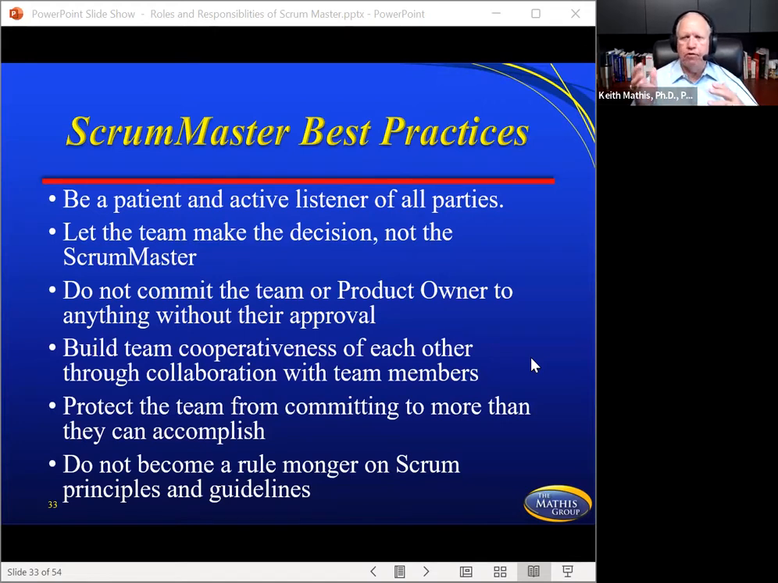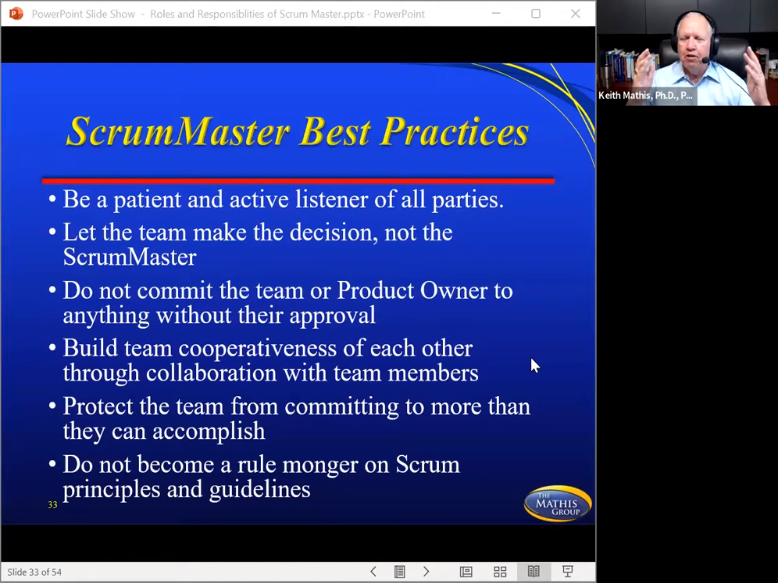If it sounds like they're trying to do so much, then you're once again giving that input. Do not become a rule monger on Scrum principles and guidelines. Some Scrum Masters, I mean, they are, like I said, the rule monger. They're just in your face over what everything has to happen. Look, this is a live team and a live project. And I don't know about you, but I don't have a lot of projects that run perfect. And I bet you don't either.